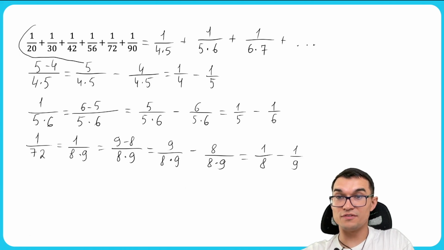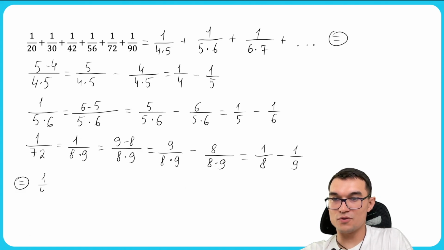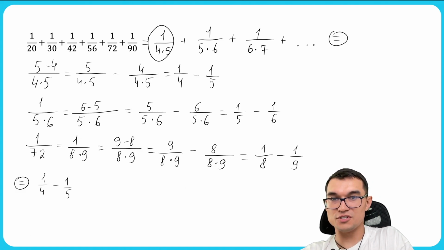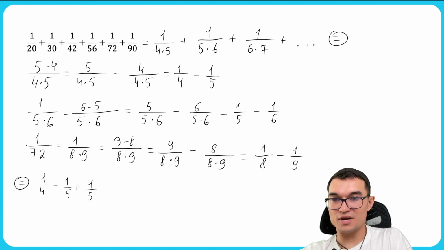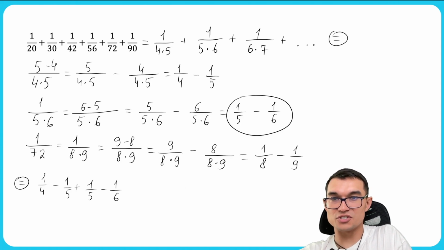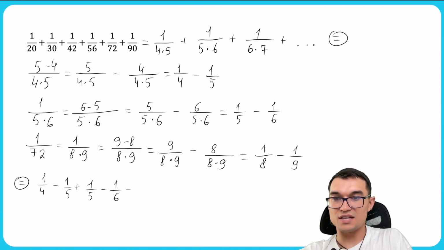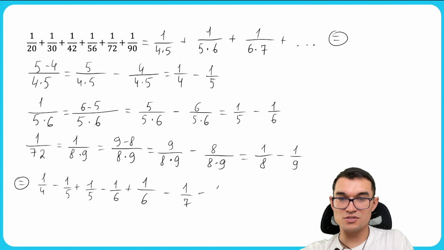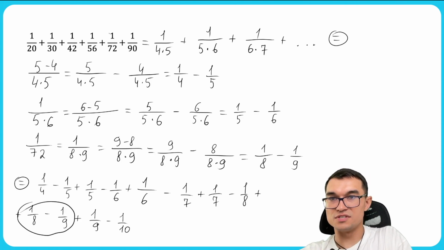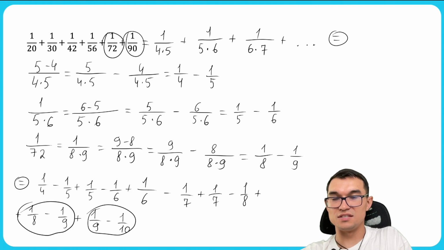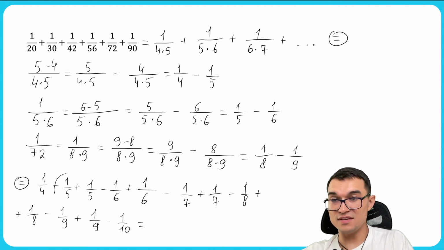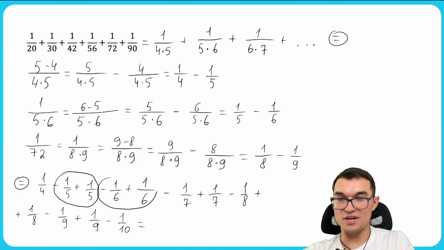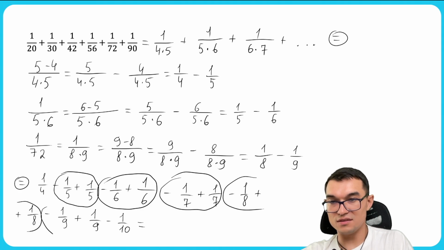So if we do that to every fraction in this sum, we have 1/4 minus 1/5, which is the first fraction, plus 1/5 minus 1/6, which is the second fraction, this one and this one. Then plus 1/6 minus 1/7, which is the third fraction, then 1/7 minus 1/8, and so on. So this is 1 over 72, and this is 1 over 10. And that helps us a lot because these two fractions add up to 0. These two fractions add up to 0. These two fractions add up to 0, as well as these two and these two fractions.